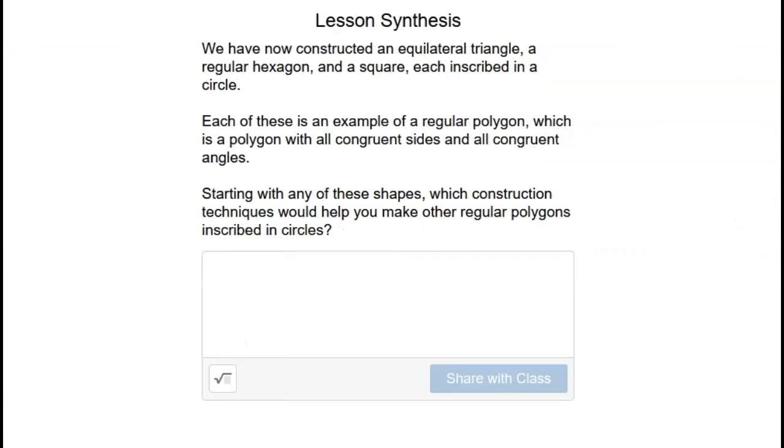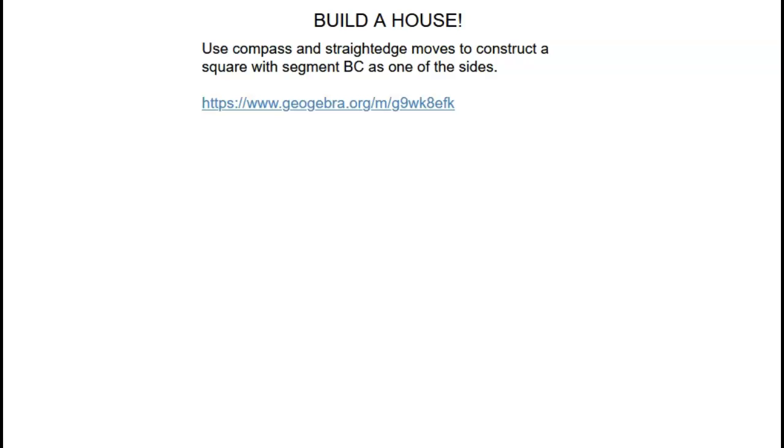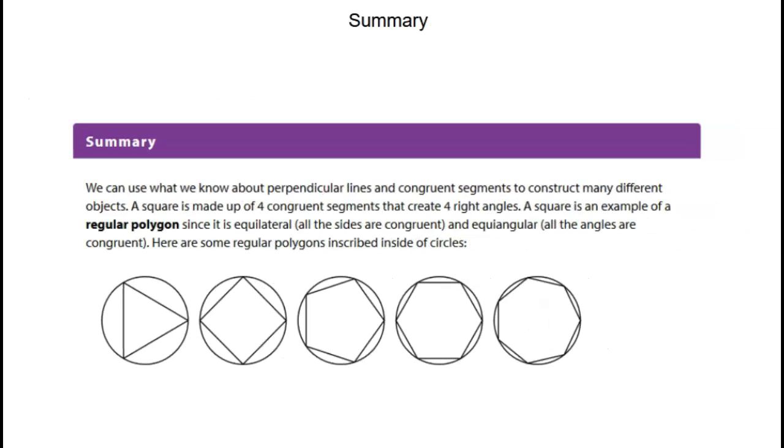So basically, what we've learned, I would like for you guys to go through and do this build a house, so just click on that and follow the instructions there. Basically, any shape that we've used, we can use perpendicular lines, we can use congruent segments, we can use all these intersection points of the circles to create shapes inscribed inside of these circles.